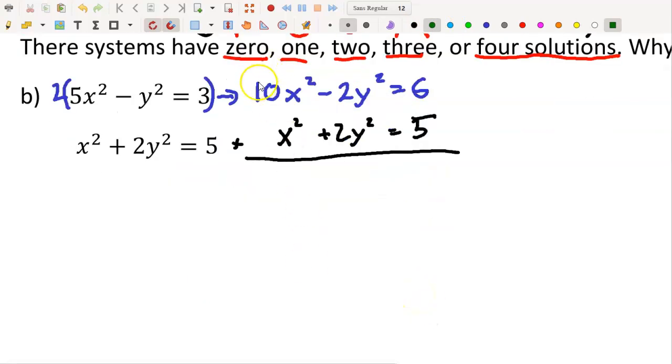Of course, add it up. We got 10x squared plus 1x squared is 11x squared. We got a 0 or an elimination of a variable. And we have 11 again. So that means x squared is just equal to 1. And we get x equals 1.